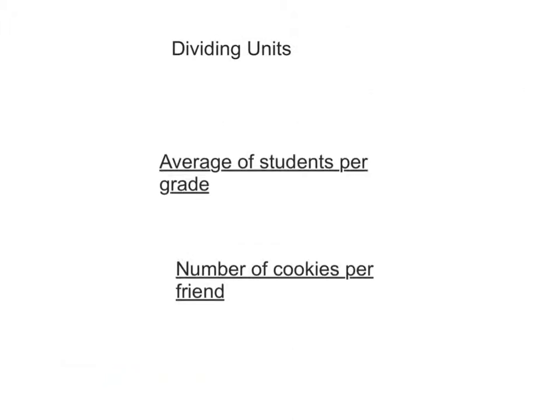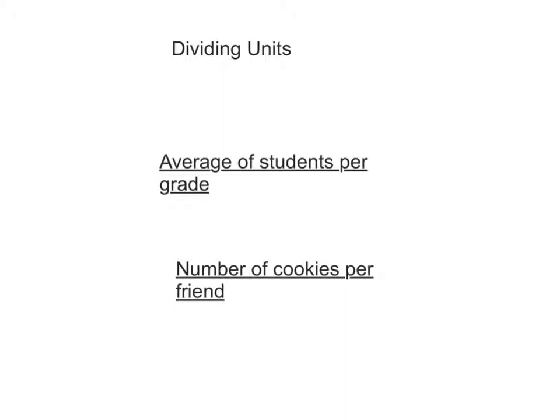The same can be said for finding rates or dividing our units. So for instance, if I wanted to find out the average amount of students per grade level, I would take the total amount of students and divide that by the unit I want to find. So I'm dividing that per grade level.